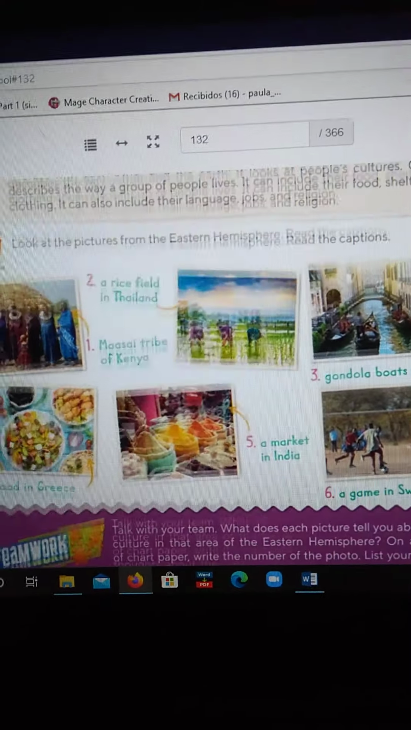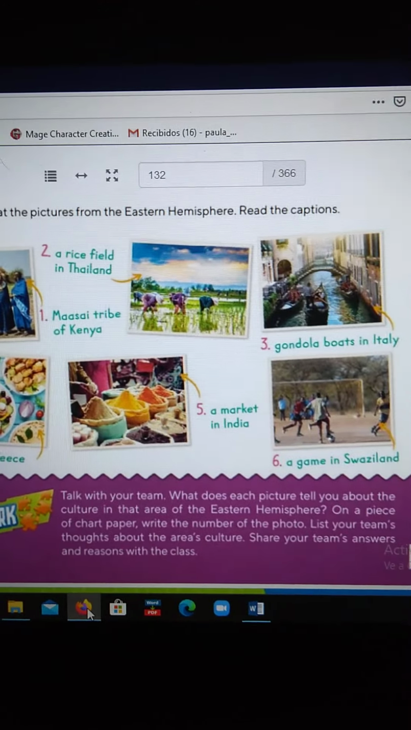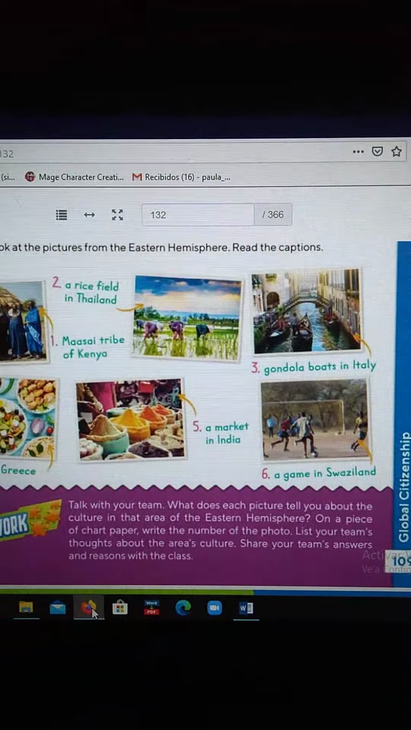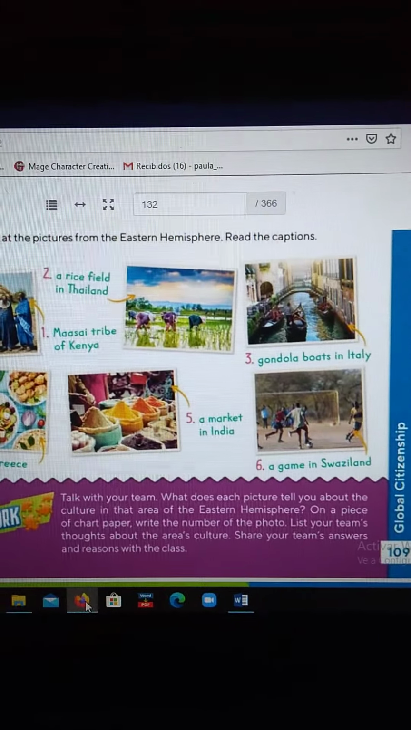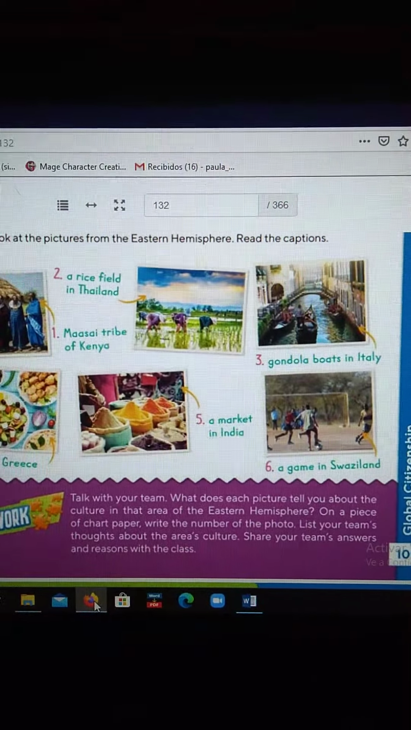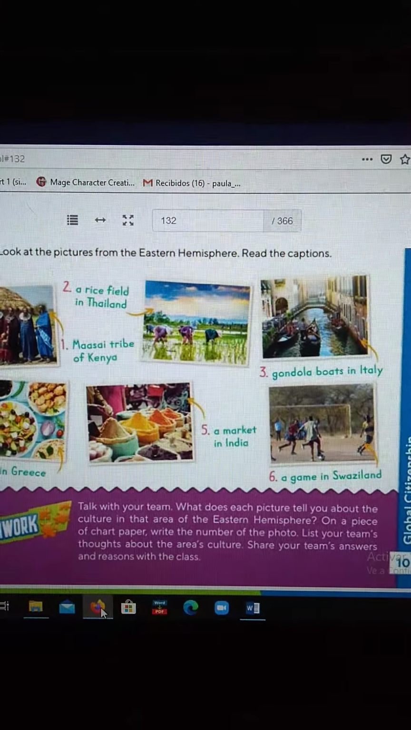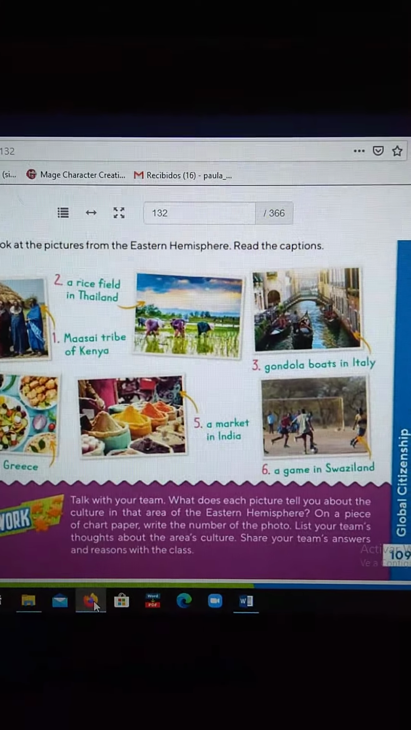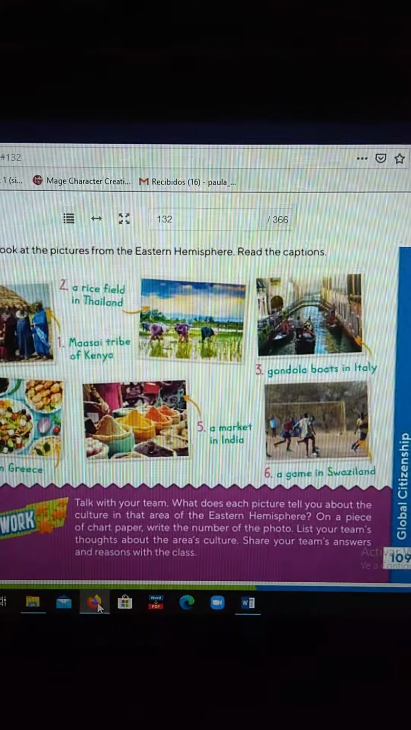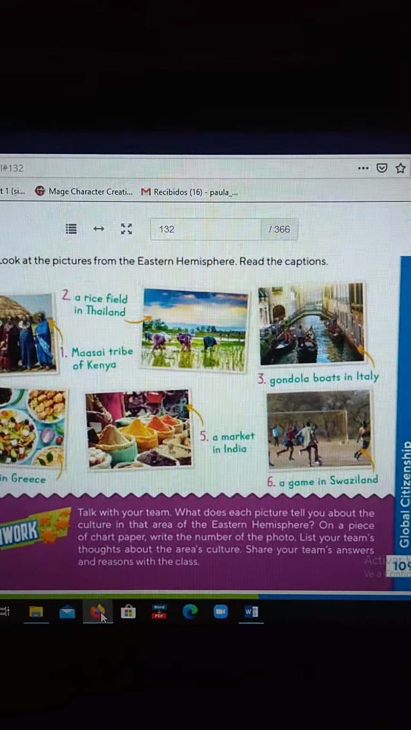Okay, so now, what do you have to do? Talk with your team. Well, you don't have anything to talk with, but we can talk a little bit among ourselves. What does each picture tell you about the culture in that area of the Eastern Hemisphere? On a piece of chart paper, in your spare pages, write the number of the photo. List your team's thoughts about the area's culture. Share your team answers and response with the class.